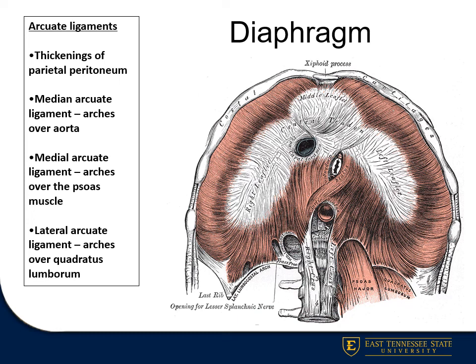So the median arcuate ligament arches over the aorta, and then just lateral to that on both sides are the medial arcuate ligaments, which arch over the psoas muscle, and then lateral to that are the lateral arcuate ligaments, which arch over the quadratus lumborum. So be able to identify those, and again, these are just thickenings of the parietal peritoneum. Median arcuate ligament, medial arcuate ligament over the psoas, and then the lateral arcuate ligament over the quadratus lumborum.